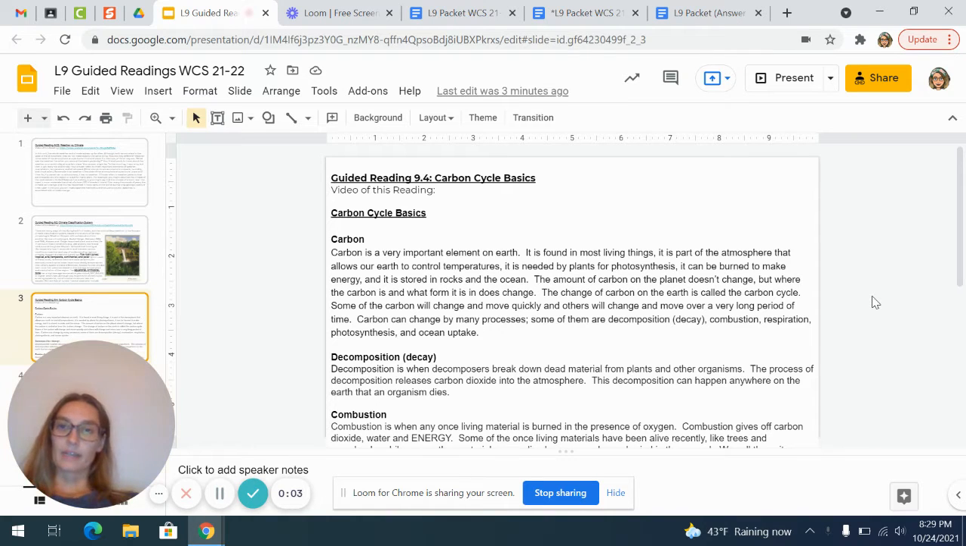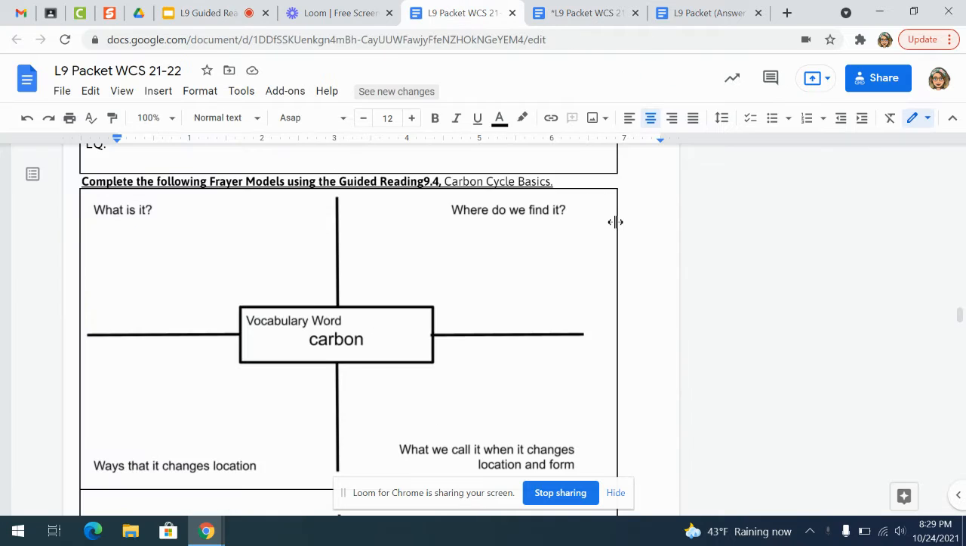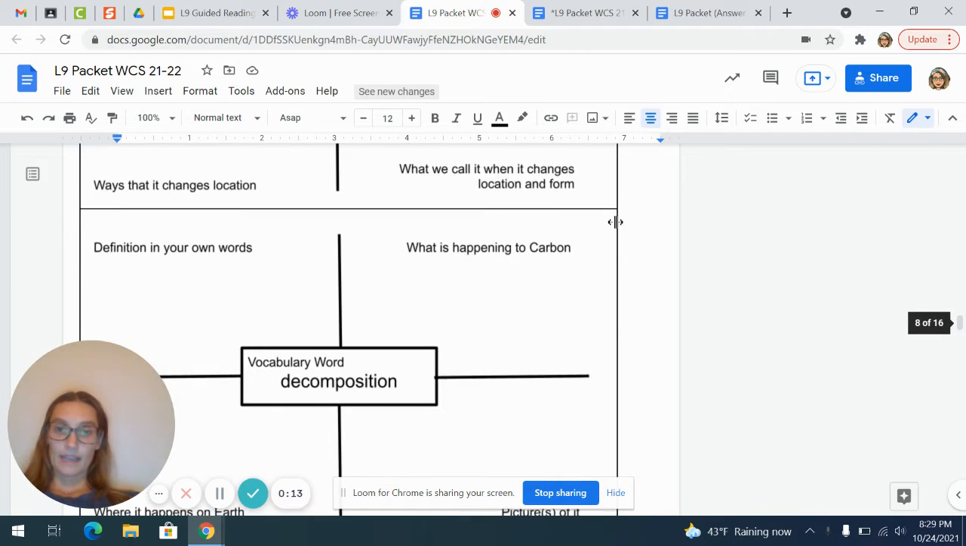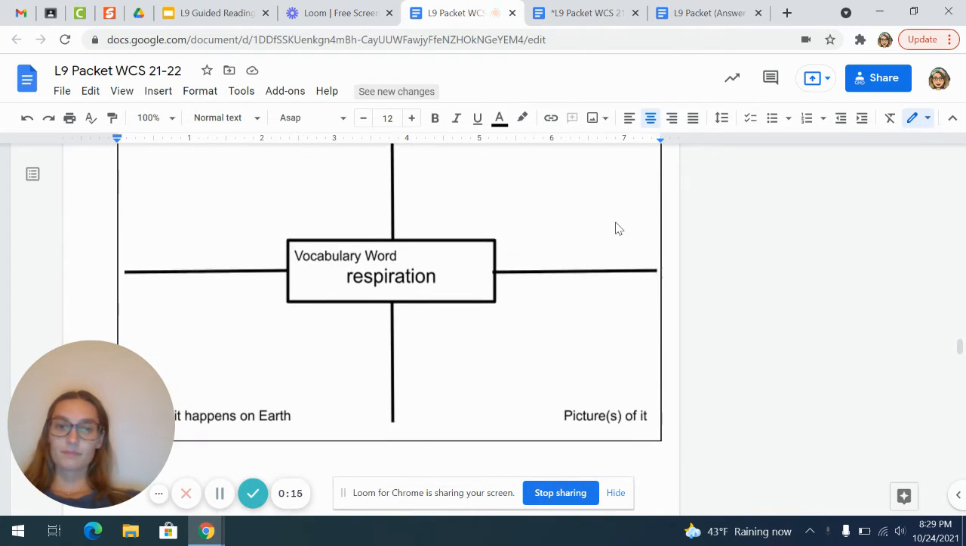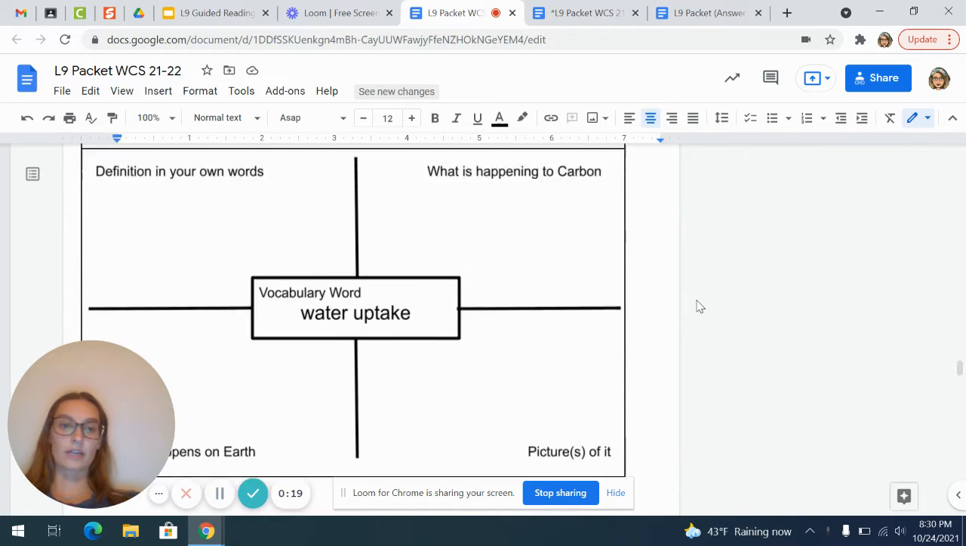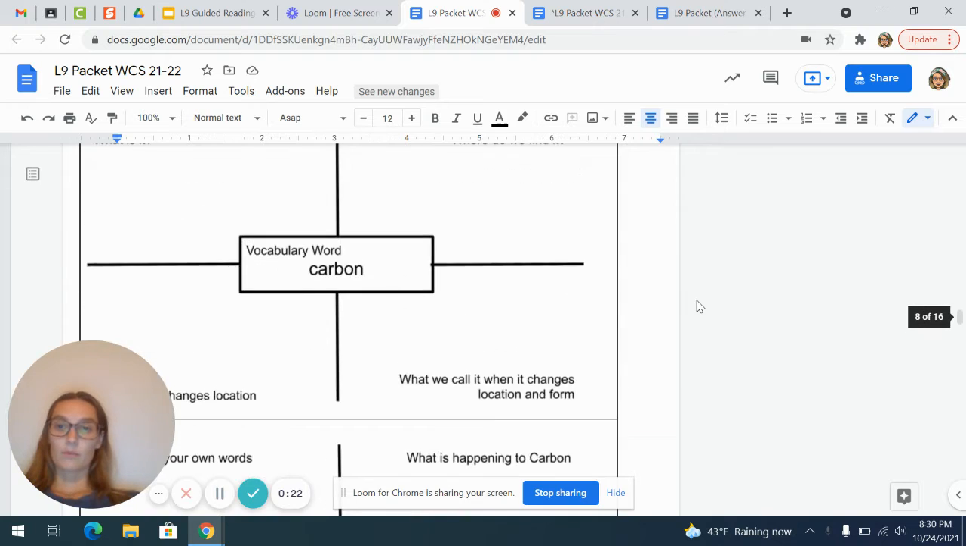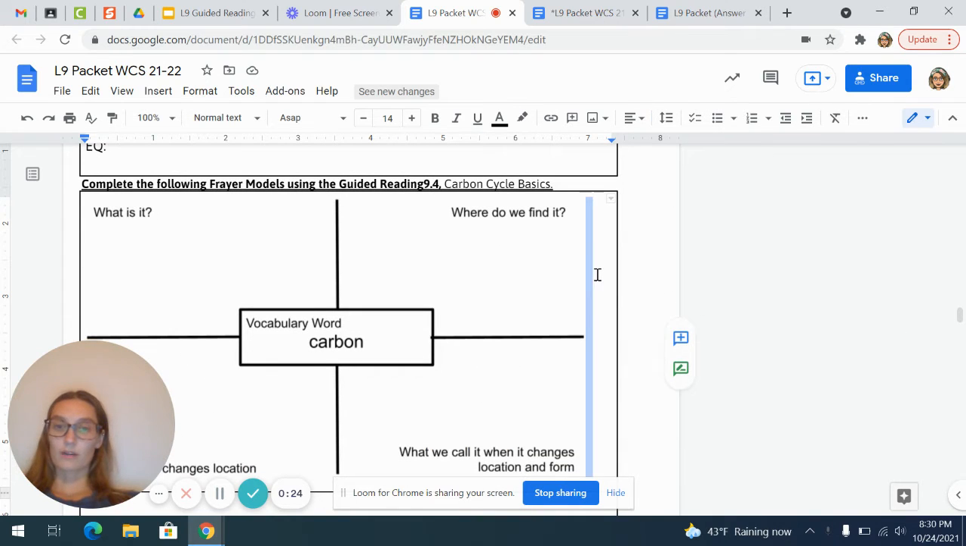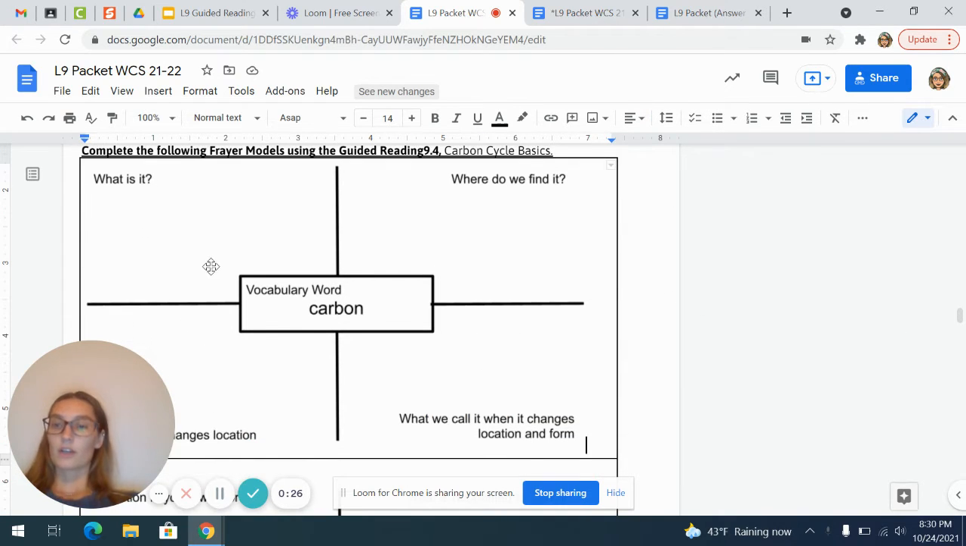This is the guided reading for 9.4 Carbon Cycle Basics. As you read this guided reading, follow along in your packet on pages 8, 9, and 10. You have a few Frayer models that you're going to fill out. And I want to focus here on the first Frayer model for carbon. You're going to answer the following 4 questions in your Frayer model.